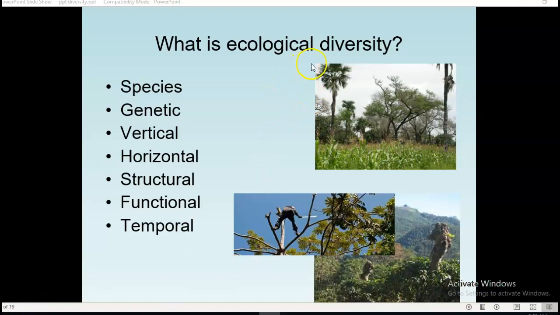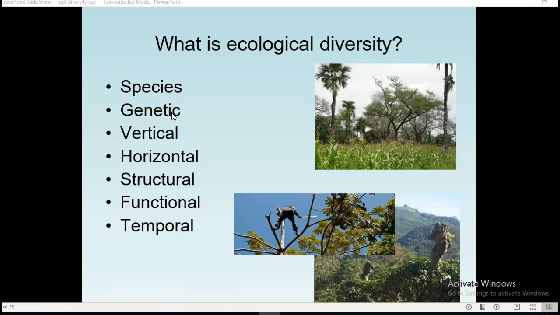We need to look at diversity not just genetically or species-wise, we need to look at it from a larger view. So we look at ecological diversity. And it is much more than just the number of species in a community. Usually when we talk about biodiversity, we are referring to number of species and then their genetic variability.